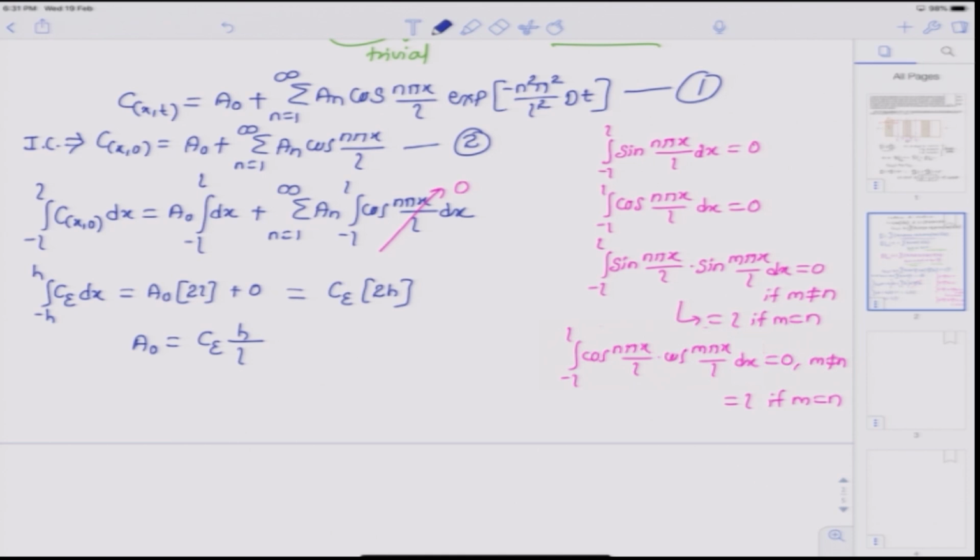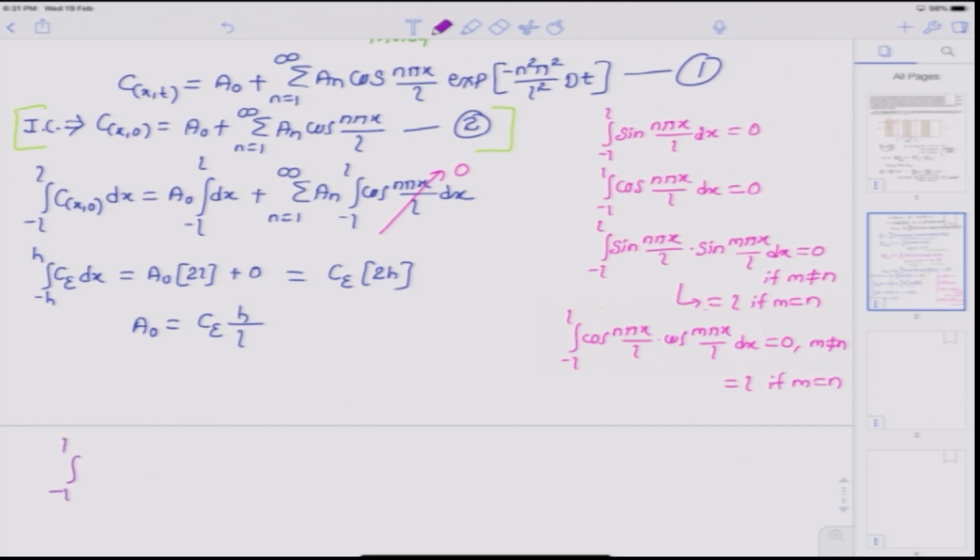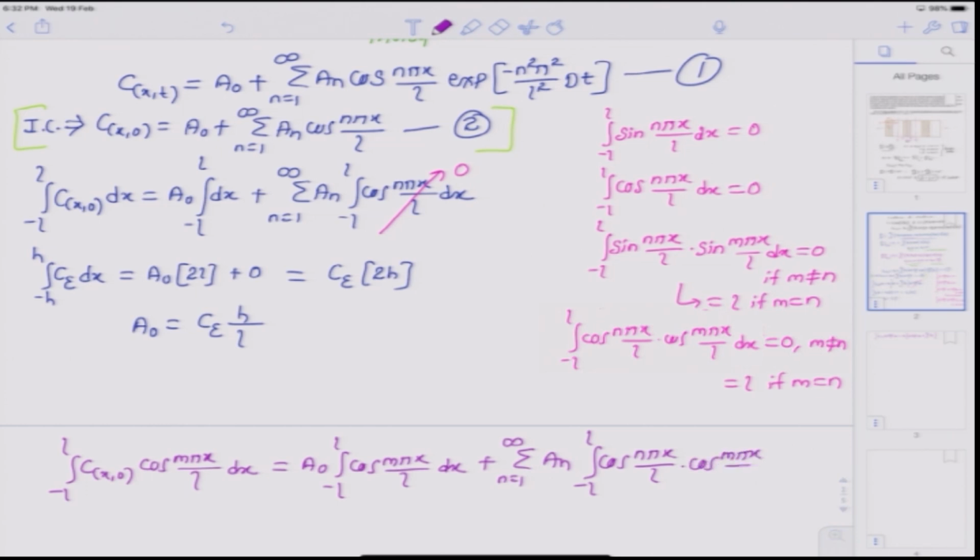To get the value of now a n, let us multiply both sides of equation 2 by cos m pi x by L, where m is an integer, and then integrate between minus L to L. So, we get integral minus L to L C of x 0 cos of m pi x by L dx is equal to A0 integral minus L to L cos of m pi x by L dx plus sigma n equal to 1 to infinity a n integral minus L to L cos of n pi x by L times cos of m pi x by L dx.